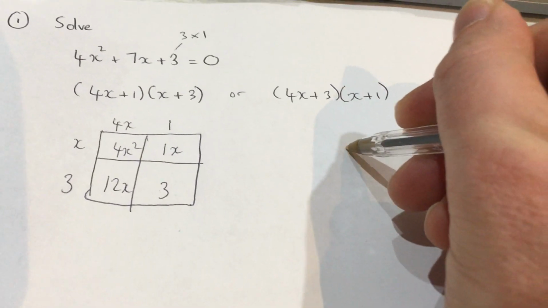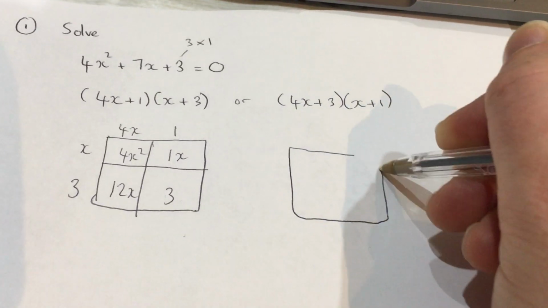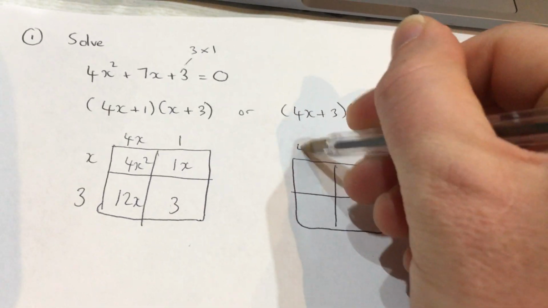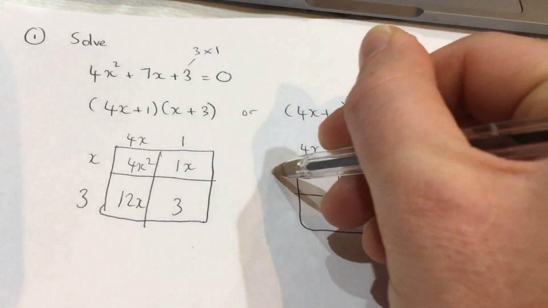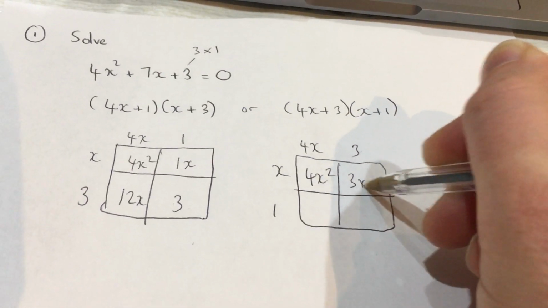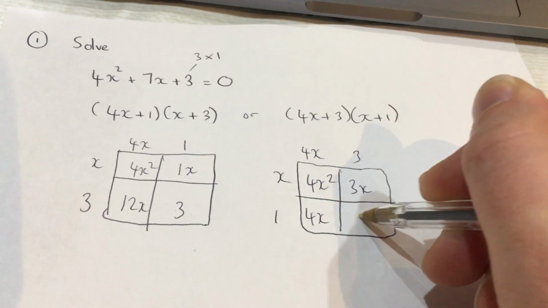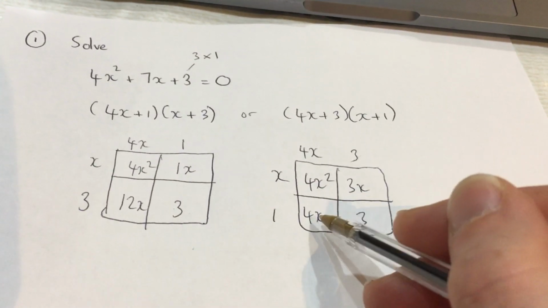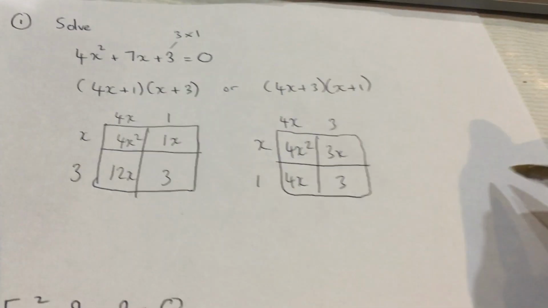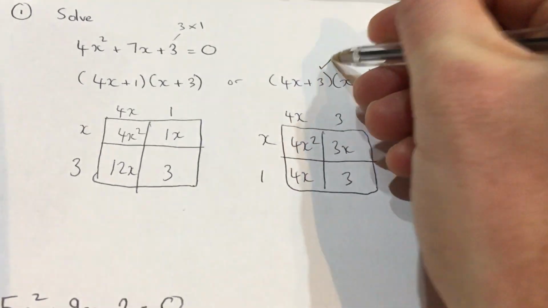So I'll try this one instead. Draw a quick grid. I'll use FOIL. 4x, 3, x and 1. 4x squared, 3x, 4x and a 3. And in this case, 4x and 3x does give us a 7x. So the bracket is this one here.